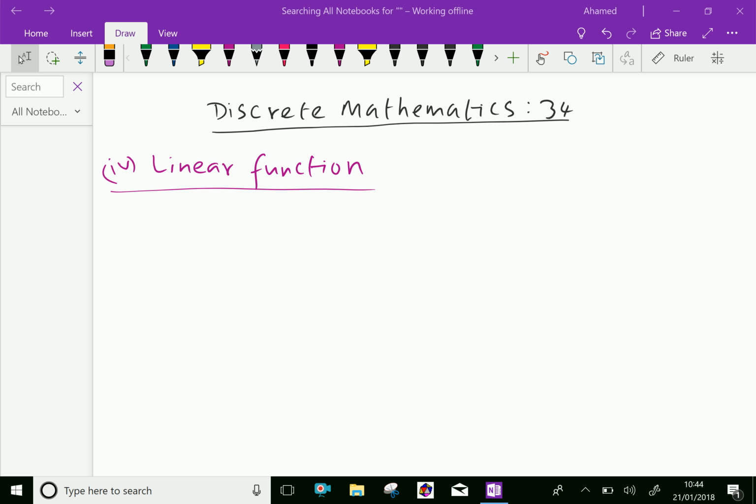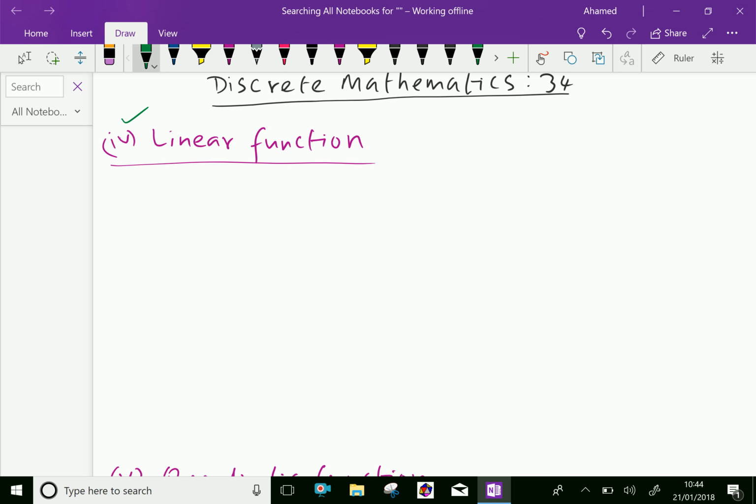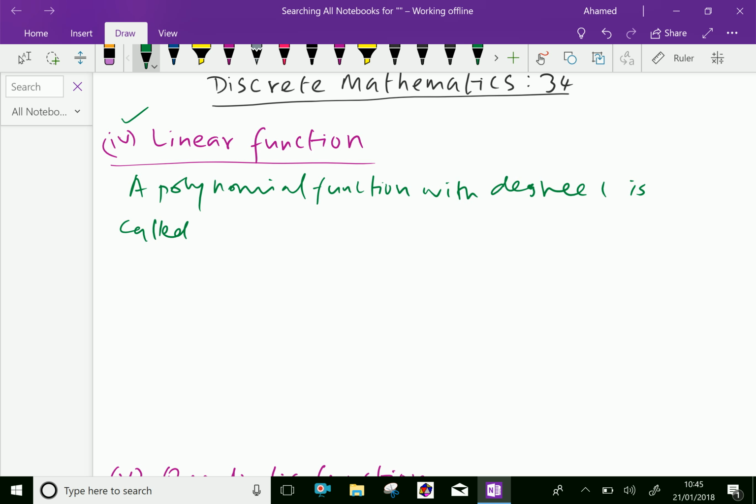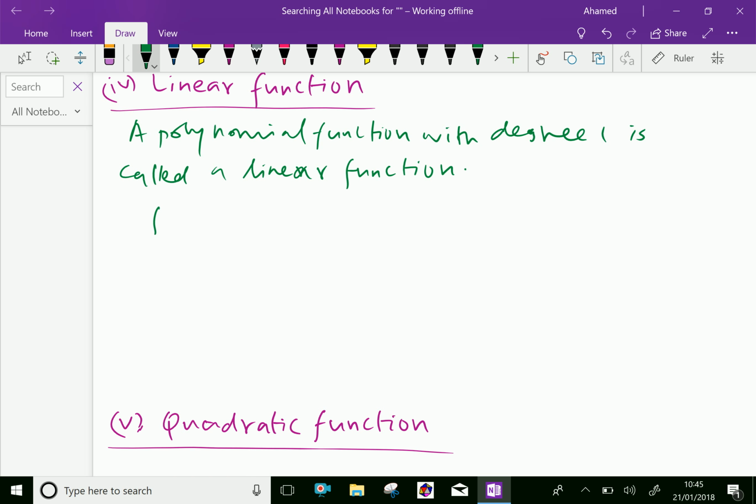In discrete mathematics, let us do types of functions. Now, linear function. A polynomial function with degree 1 is called a linear function. For example, f of x equal ax plus b. Here, the degree of the variable x is 1. So, it's a linear function.